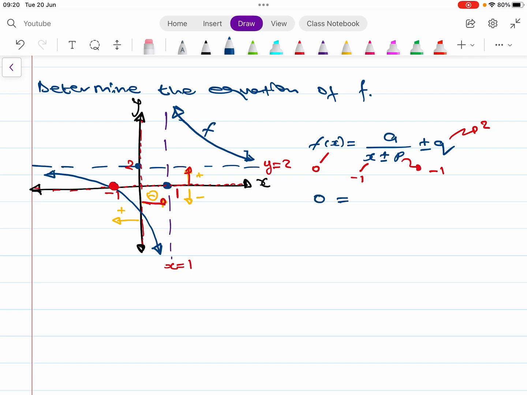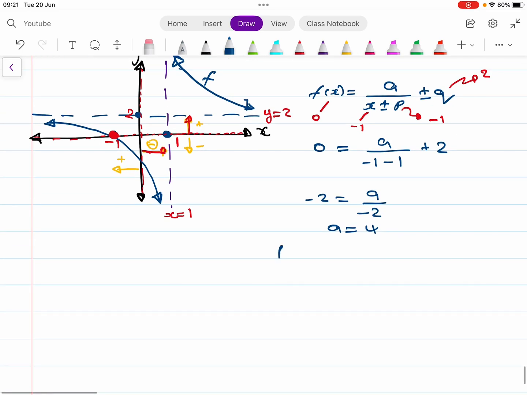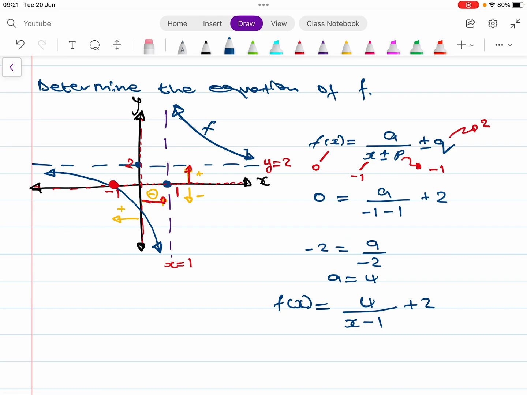So let's do the substitution. We're going to have negative 1 minus 1 and plus 2. Just like that, we can move the 2 to the other side. Negative 2, therefore a equals 4. Therefore now we know that our f of x equals 4 over x minus 1 plus 2. That is as simple as it is. Now you have the equation of f.